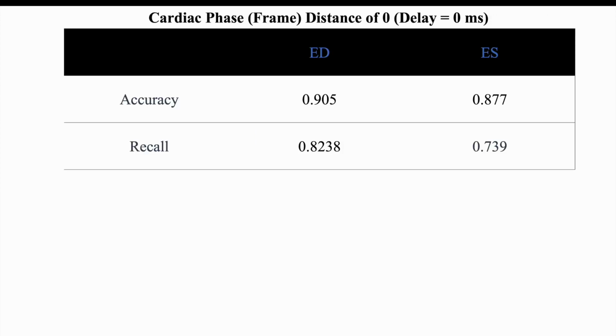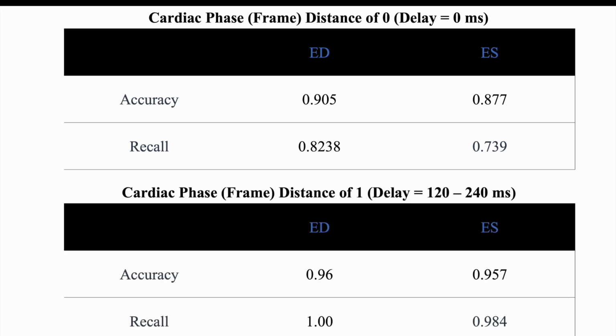Testing on our test set, we were able to attain an accuracy of 0.905 and 0.877 respectively for end diastole and end systole with 0 frame distance from the exact label. And if we allowed 1 frame leniency from the exact label, this would be about 120 to 240 milliseconds, then the accuracy precipitously increased to 0.96 and 0.957 for end diastole and end systole respectively.